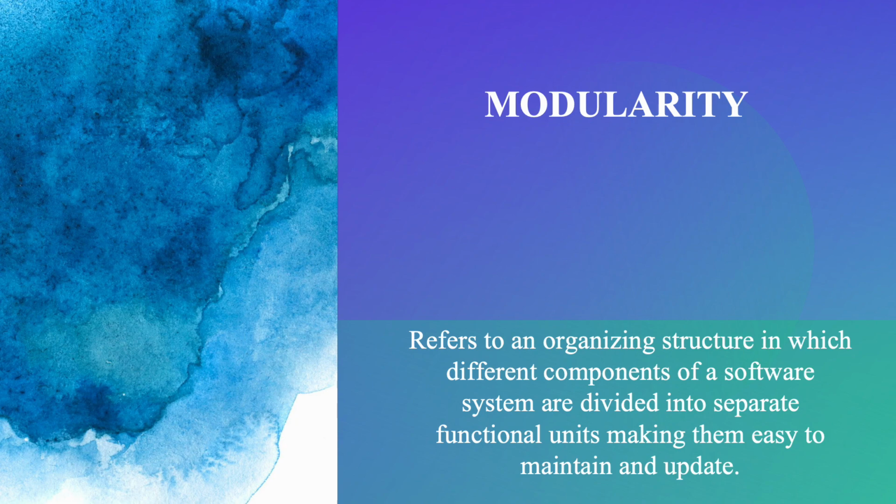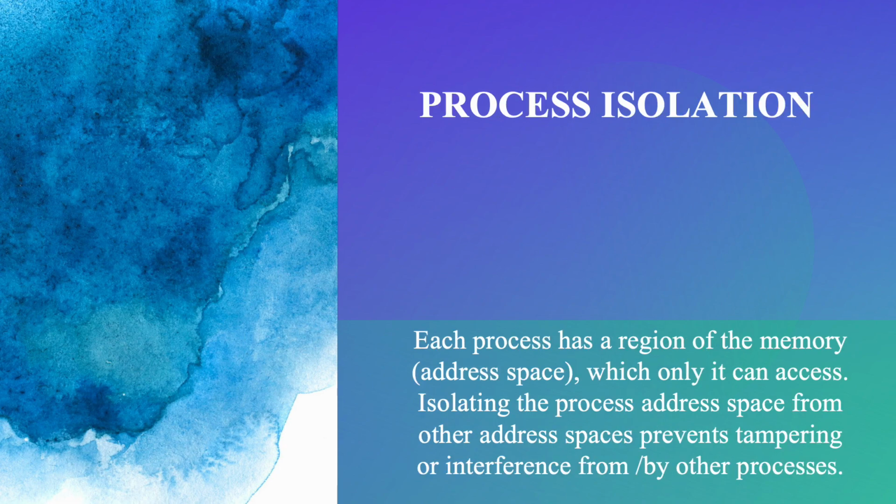Modularity refers to an organizing structure in which different components of a software system are divided into separate functional units, making them easy to maintain and update. Process isolation. With process isolation, each process has a region of the memory or address space which only it can access. Isolating the process address space from other address spaces prevents tampering or interference from or by other processes.